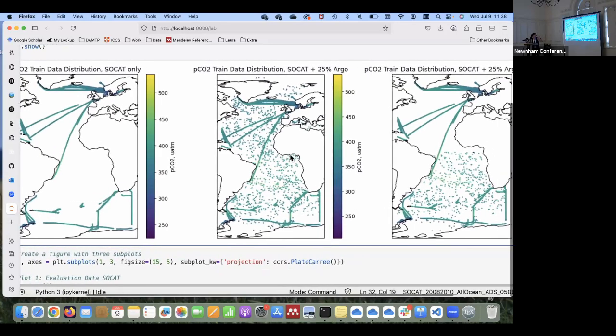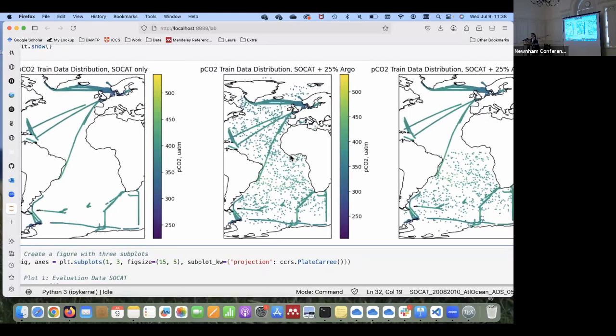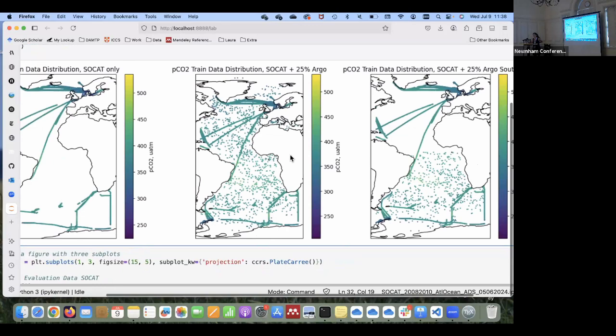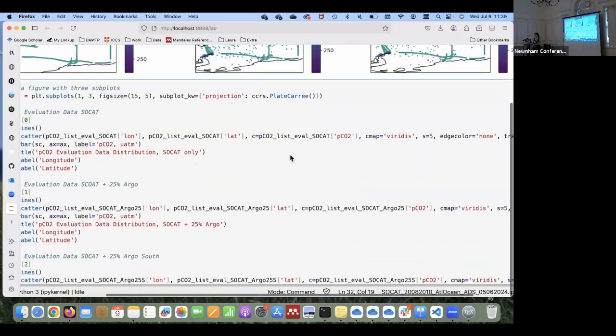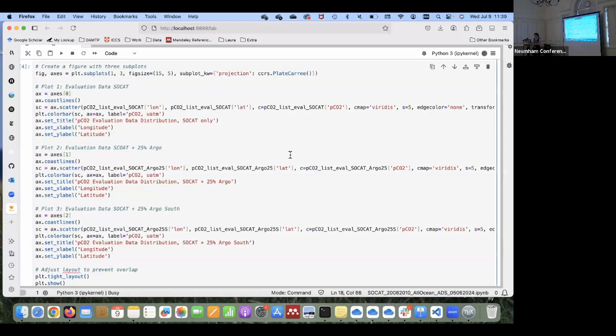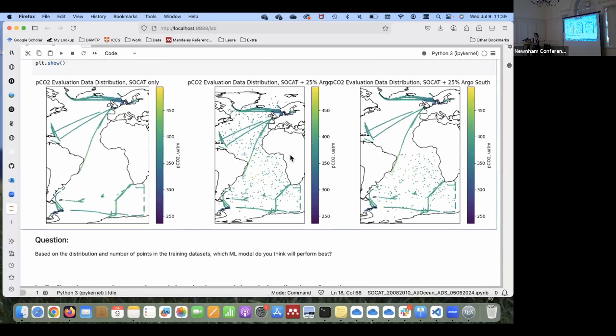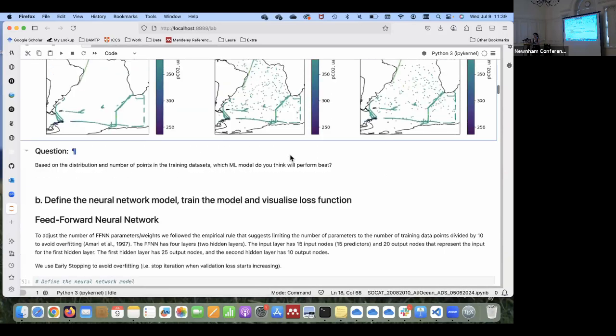the three designs we are testing. In the first case, we only have ship-based observations. In the second case, we are adding Argo floats, 25% of all the Argo floats that we had in those years in the Atlantic Ocean, assuming all of them have pH sensors, distributed across the whole basin. And in the third case, we only have some Argo floats in the South Atlantic. Most of this data set, the evaluation data, is a subsample of that. So of the training data set, about 75% is for the training, 25% is for the evaluation.